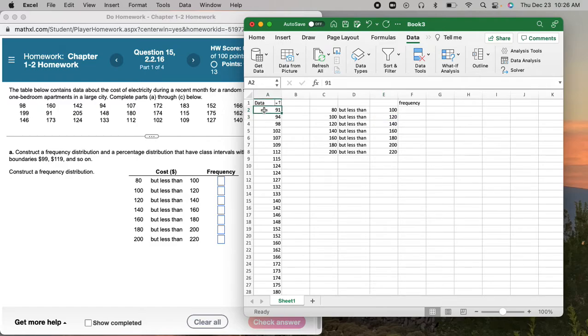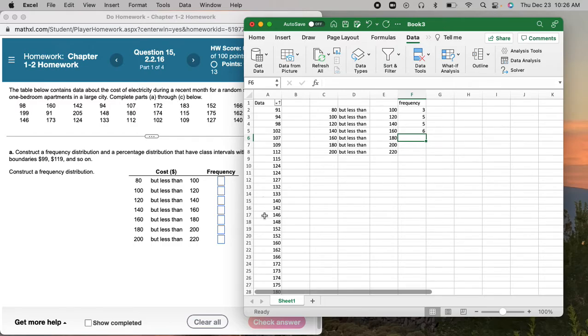All right, so 80 but less than 100, we have 3. So our frequency is going to be 3 because we have 3 observations, right? And then we have 100 but less than 120, so we highlight everything here up to 115, and Excel tells us how many cells we have highlighted. In this case it's 5, so I need to count them. I can see there's just 5. 120 but less than 140, so we're gonna grab these, and Excel is telling us that we have 5, so we just type 5 in there. And 140 but less than 160, so we're gonna go here all the way to here, and Excel is telling us we have 6, so we type 6.